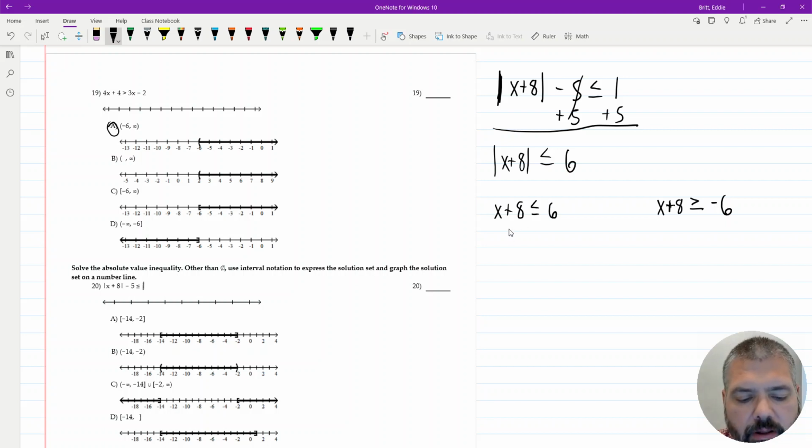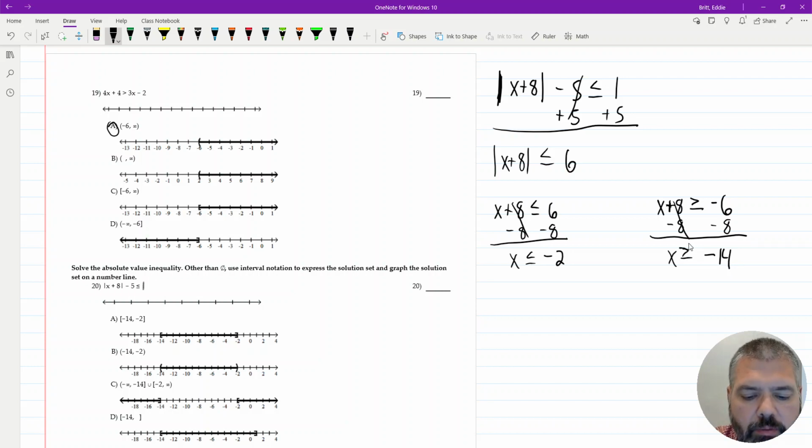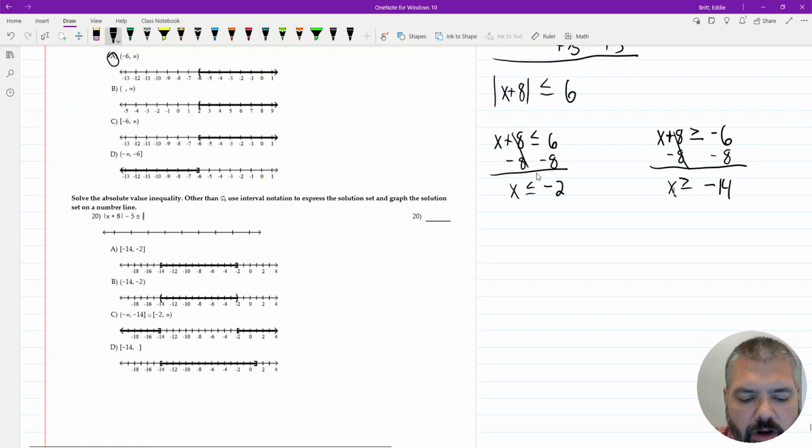All right, so let's solve the first inequality. To get x by itself, I'd say minus 8, minus 8. So I have x is less than or equal to 6 minus 8, which is negative 2. All right, in the second problem, to get x by itself, I say minus 8, minus 8. So x is greater than or equal to negative 6 minus 8, which is negative 14. All right, so I've got to put both of these numbers on a number line. We're going to be less than or equal to negative 2 and greater than or equal to negative 14.